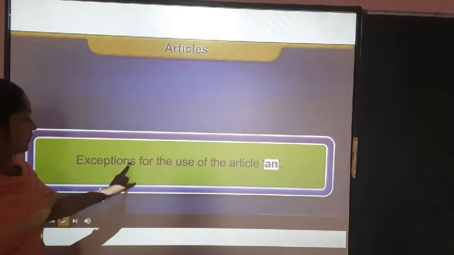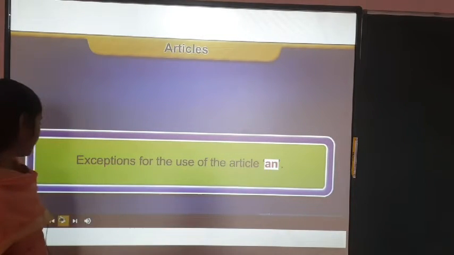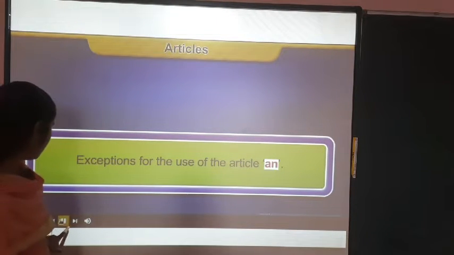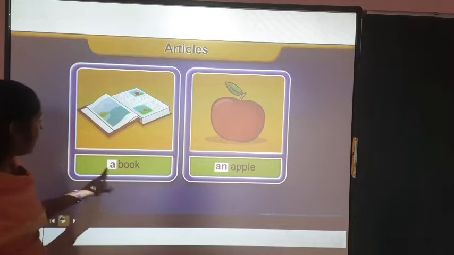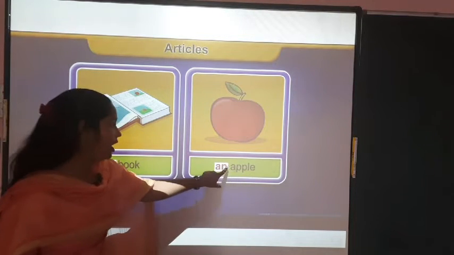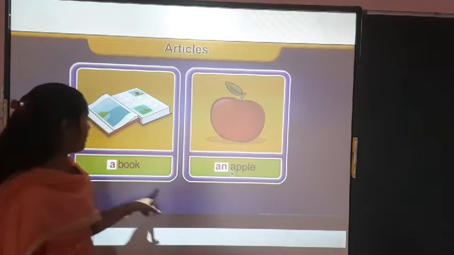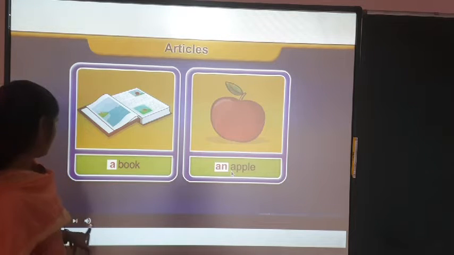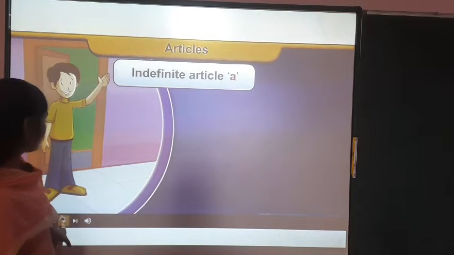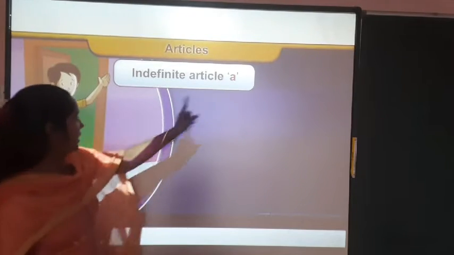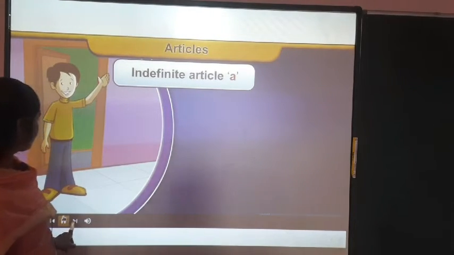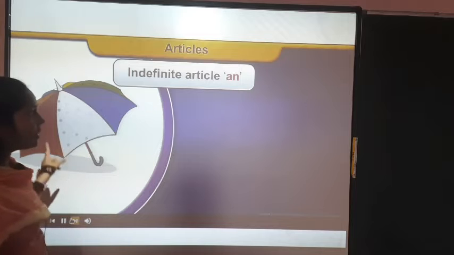Now, exceptions for the use of the articles a and an. What are the exceptions? A book, an apple. A is a vowel, B is a consonant. Indefinite article a, an umbrella.